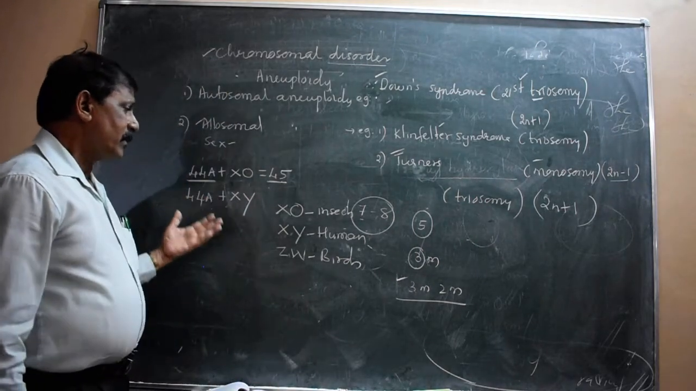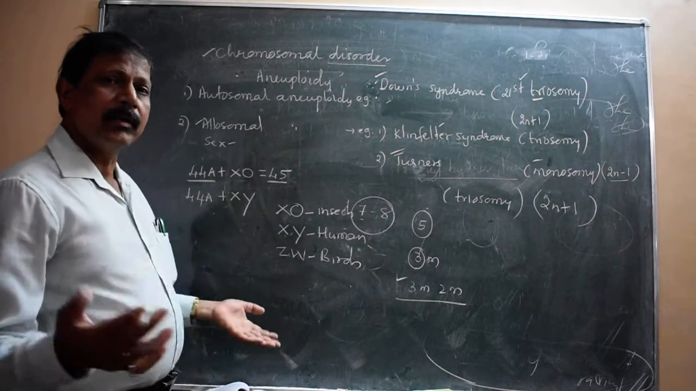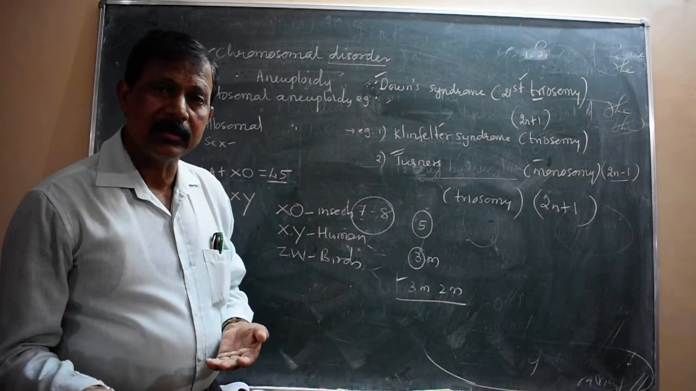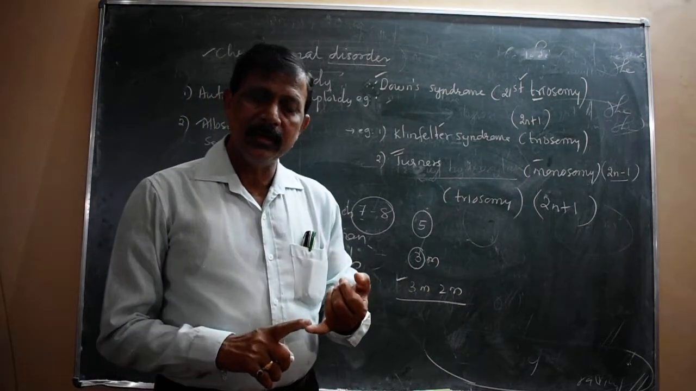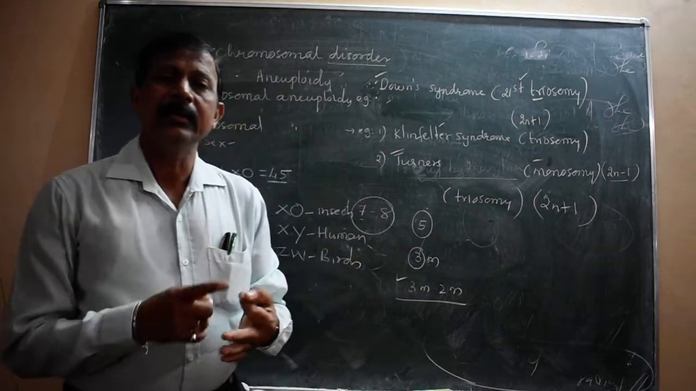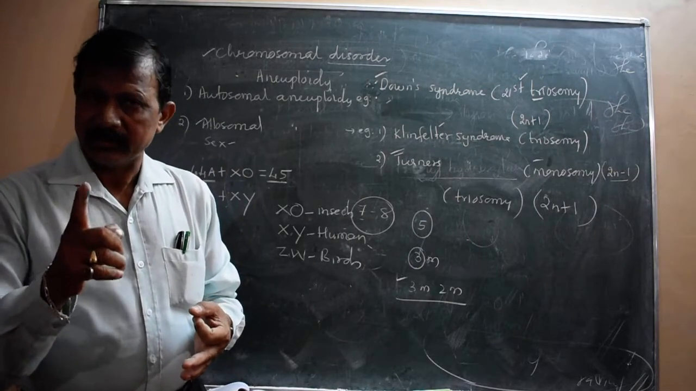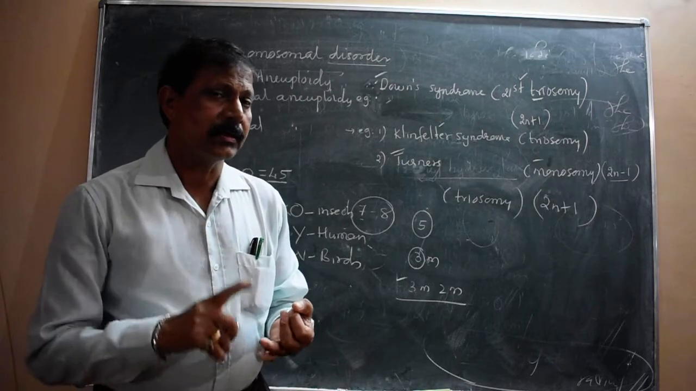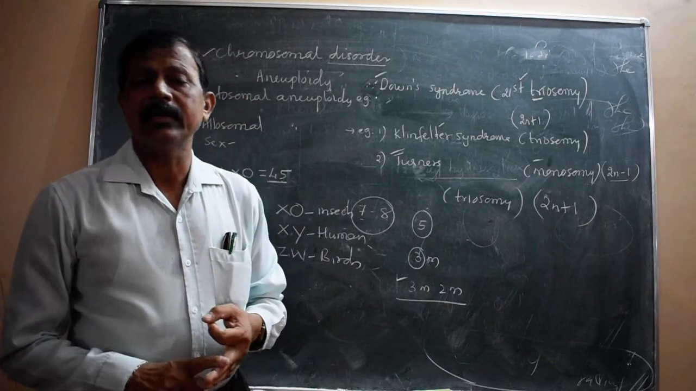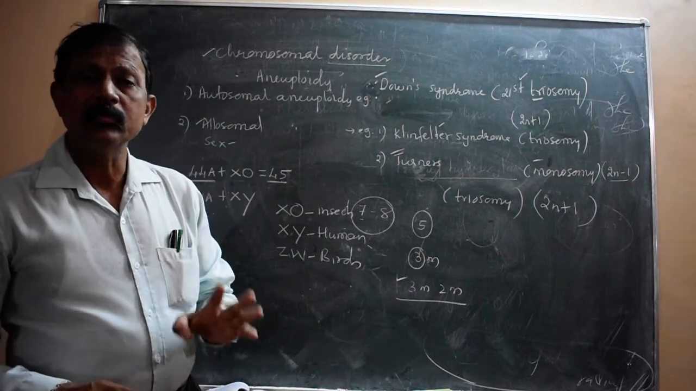And then finally you studied Mendelian disorders. What did you study in Mendelian disorders? Hemophilia, sickle cell anemia, and phenylketonuria. Many times it is asked as a 2 marks question. Hemophilia is asked, sickle cell anemia is also asked, and phenylketonuria may be asked as a 2 marks question.